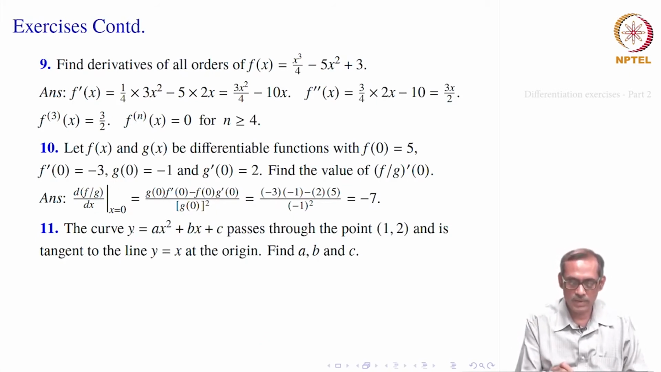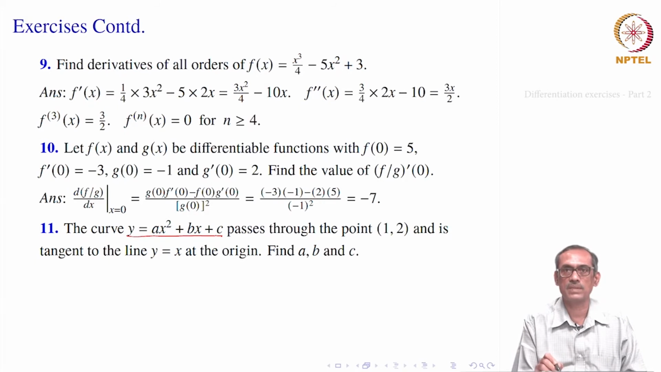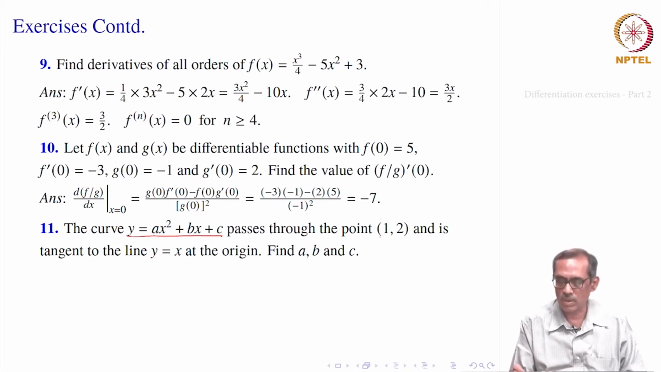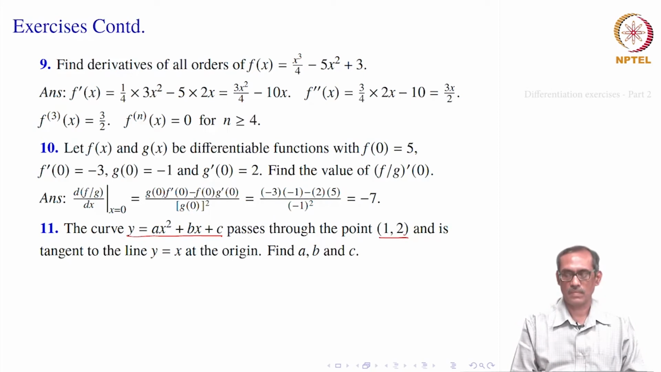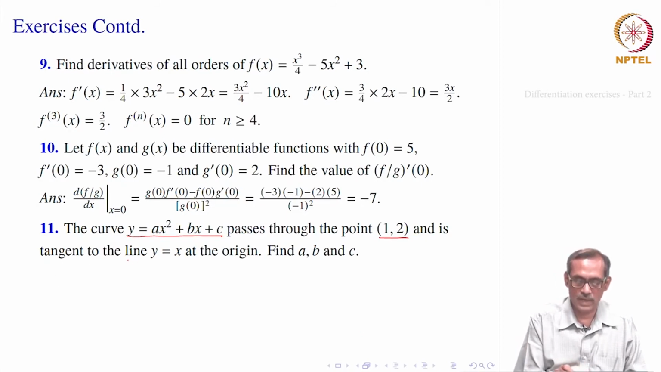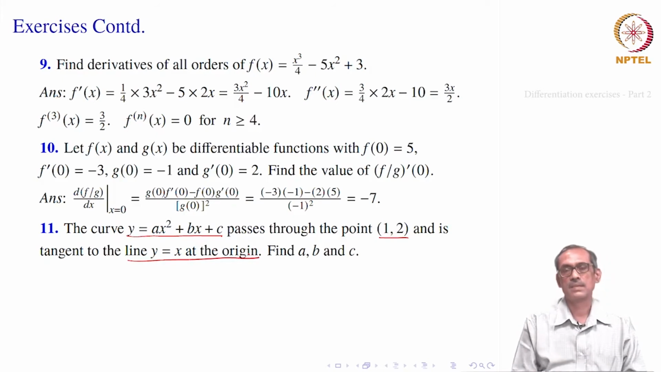So, here we have a curve, of course, it is the equation of a parabola. So, y equal to ax square plus bx plus c. It is known that this curve, given by the function y equal to ax square plus bx plus c, passes through the point 1 comma 2. So, that means a, b, c, though written symbolically, have certain values. For those values we know that it passes through 1, 2, and we know that the curve is tangent to the line y equal to x at the origin, right.